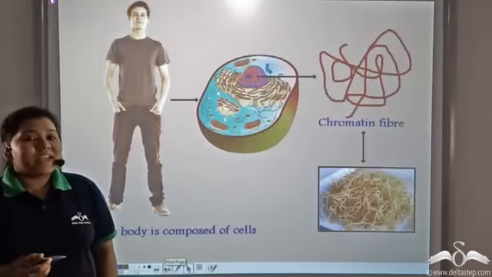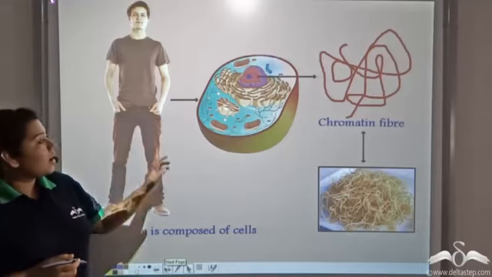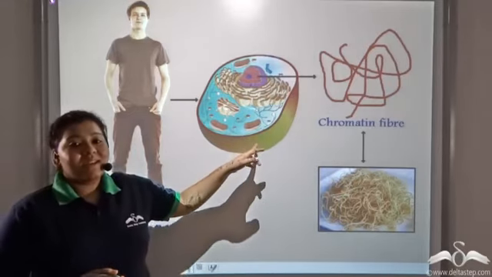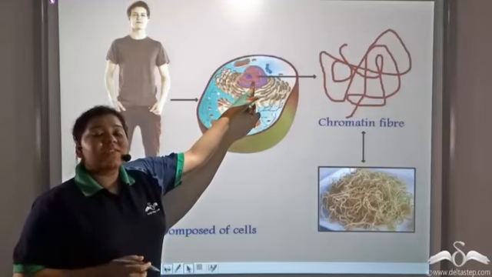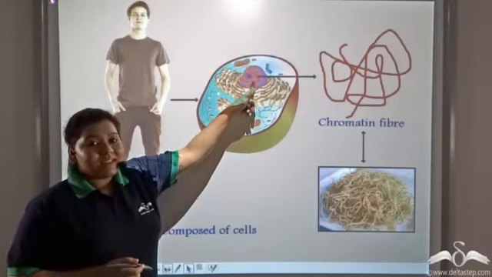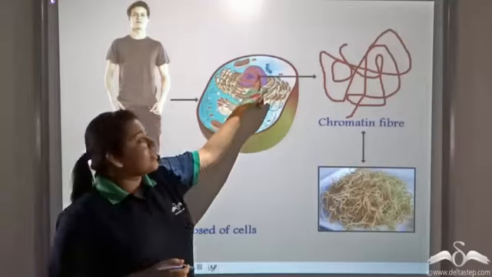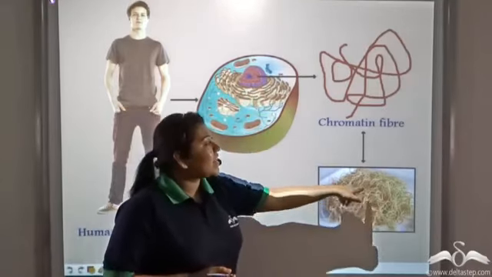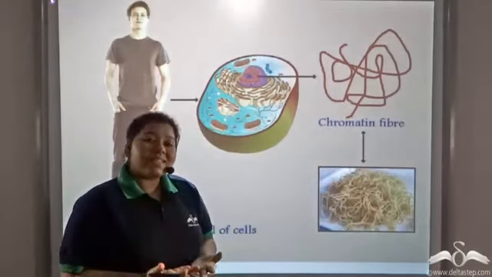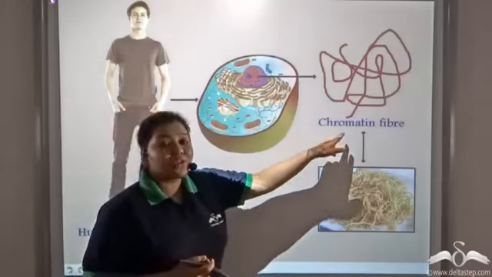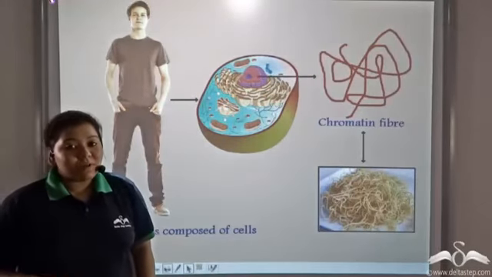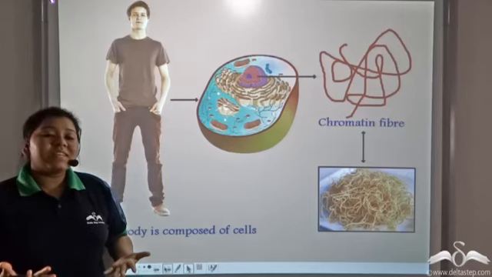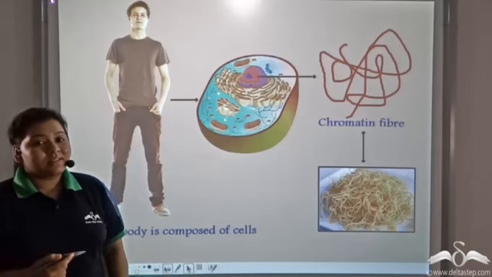Like all living organisms, human beings are also made up of cells. Cells have a nucleus present inside them, which is the controlling unit of the cell. And inside the nucleus, there are many noodle-like structures, highly coiled in nature, known as chromatin fibers. Now, the chromatin fibers are responsible for the different characteristics in a person.